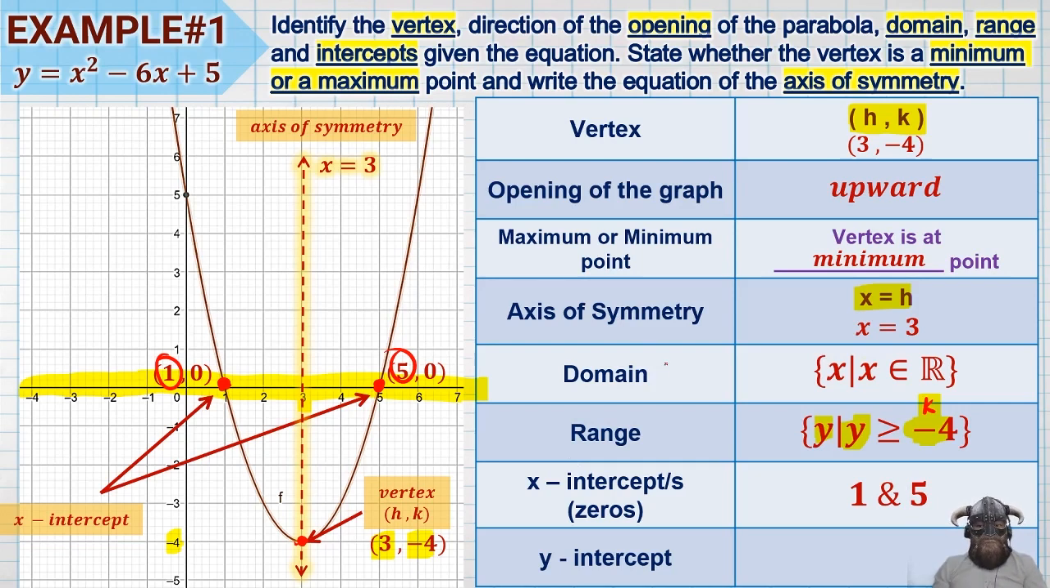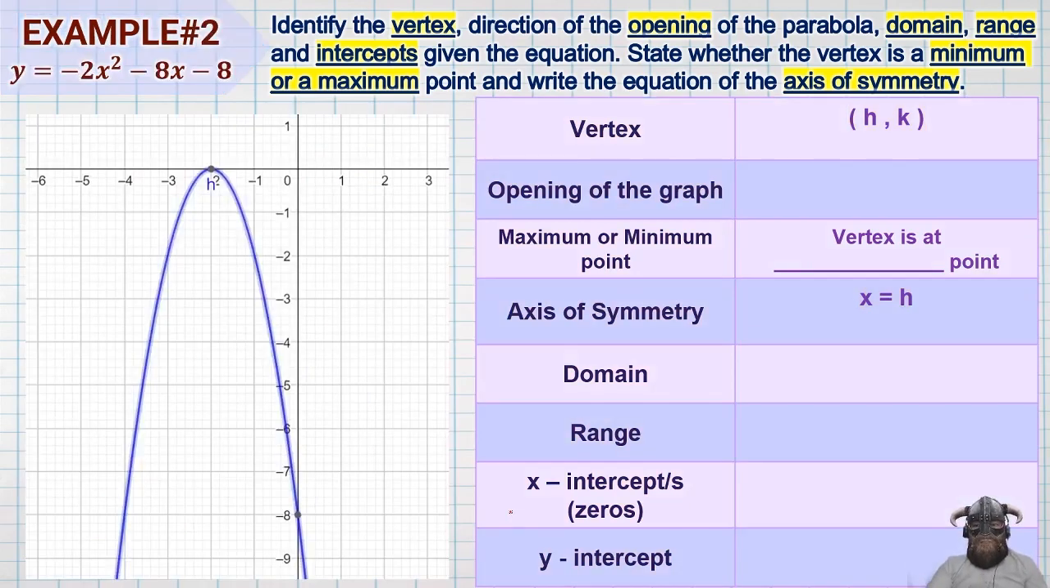Next, the y-intercept naman, saan siya tumama? Tignan natin dito sa graph. Ito yung y-axis natin. Tumama yung parabola natin dito sa may 5. Therefore, that will be our y-intercept. So, that will be having the coordinates (0, 5), but we just need to get the y value, which is 5. So, that will be our y-intercept. Ganun lang kasimple hanapin yung mga characteristics ng ating parabola.